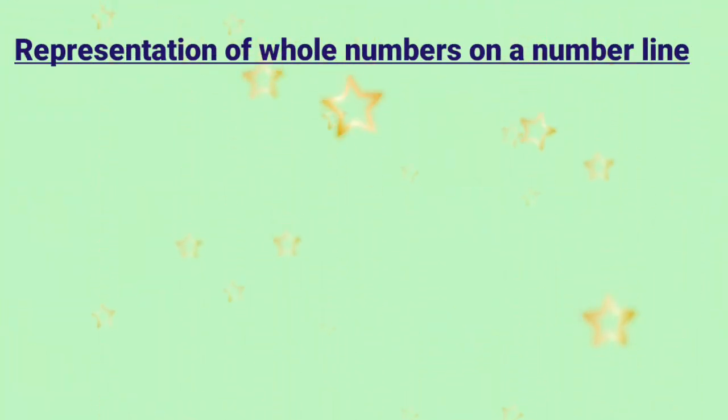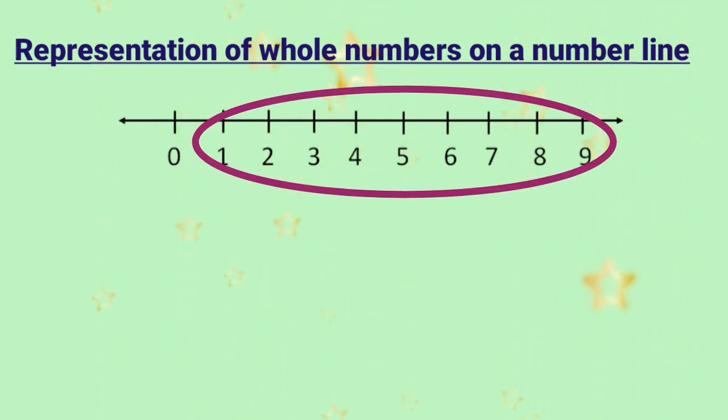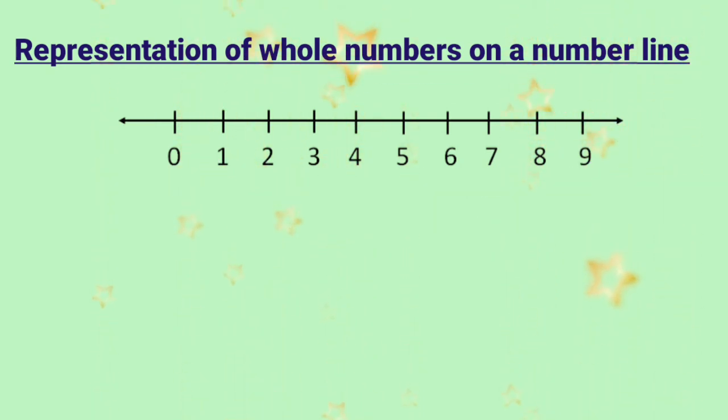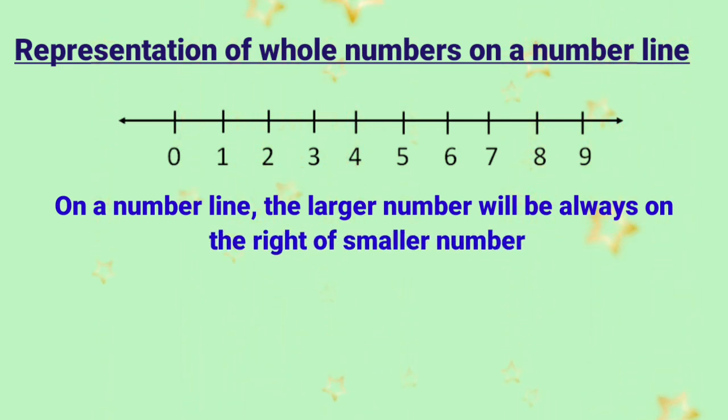Now let's see the representation of whole numbers on a number line. Now this is a number line. We begin with 0 and then we write the other numbers 1, 2, 3, 4, 5, 6, 7, 8, 9 and so on. Now on a number line, the larger number will always be on the right of the smaller number.